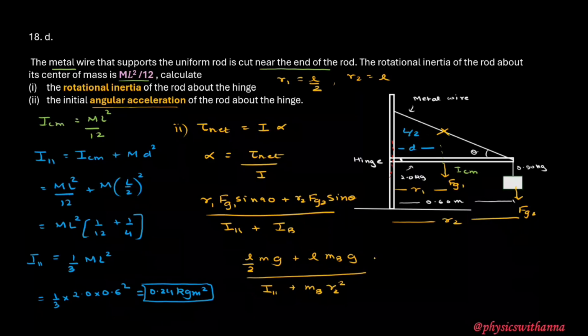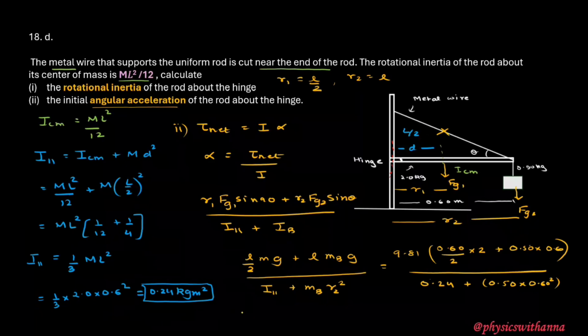So let's substitute now. g we can take common for both terms, so I will write 9.81. Length of the rod is 0.60 divided by 2. Mass of the rod is 2, plus mass of the block is 0.50. Length is 0.60, over I parallel, which is 0.24, plus 0.50 times 0.60 squared. So that gives me the value of alpha to be equal to 21.02 radian per second squared.